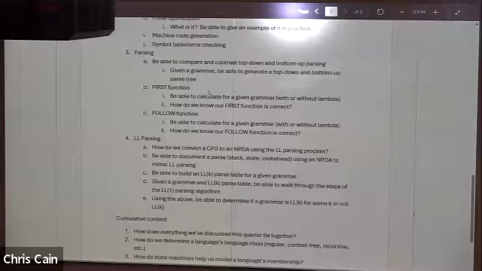I may give you a grammar and I may ask you to generate a top-down and bottom-up parse tree for a particular string. We have our first function. So if I give you a grammar, you should be able to calculate the first function. I'm not going to say that this is going to be the simplest possible grammar that we looked at. The grammar may or may not include lambda. So you should be able to calculate first, regardless of whether a lambda is in the grammar or not, and then be able to verify that your first function is correct to the best of our ability.